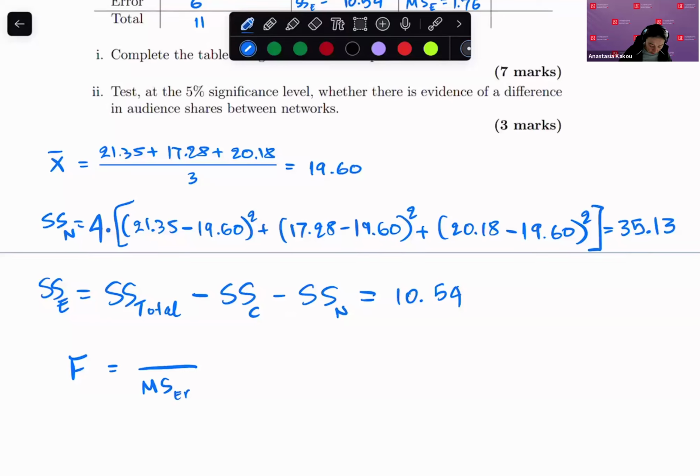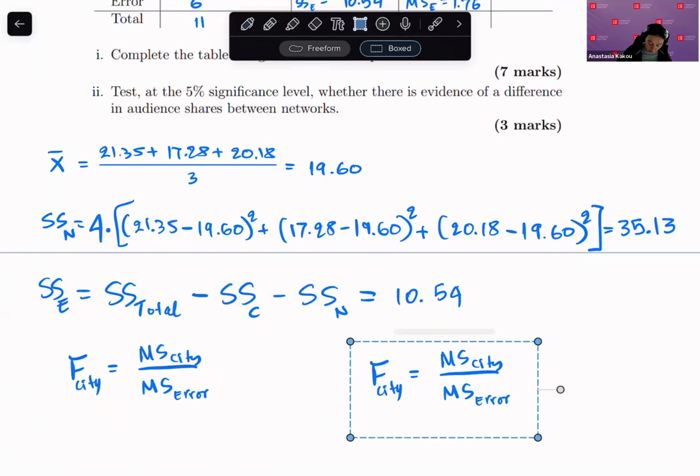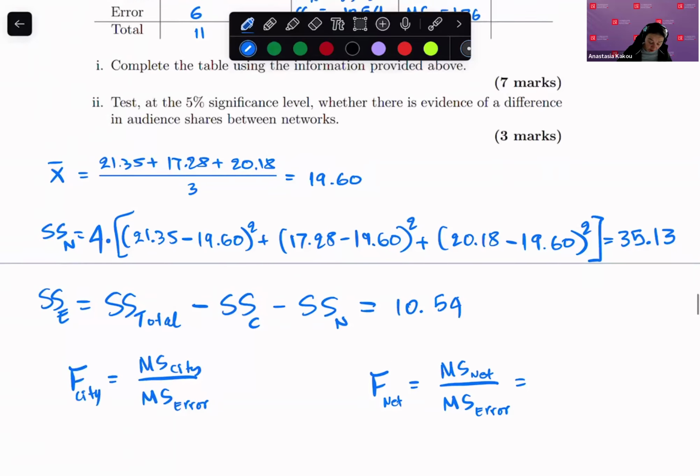For the F values, the denominator is always the mean square of the error. Always the denominator. So the F value for the city is the mean square of the city. And if you duplicate that and just replace city with network, it will give you the F statistic value.